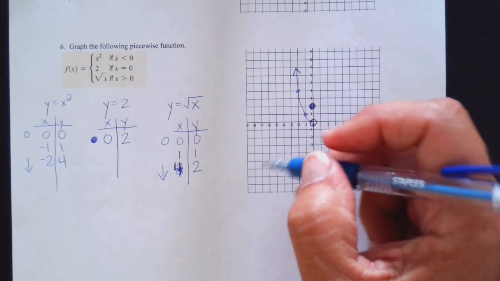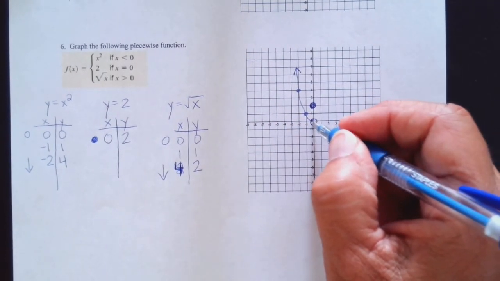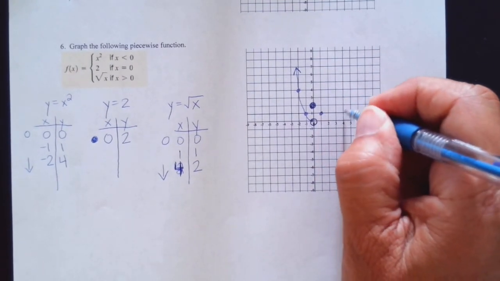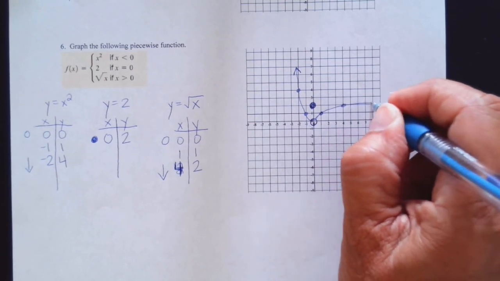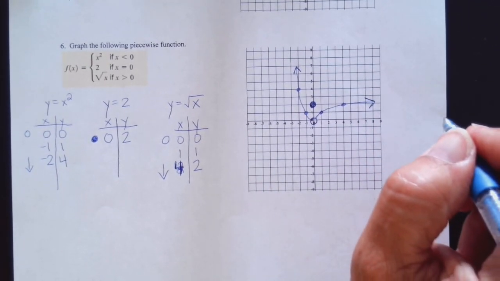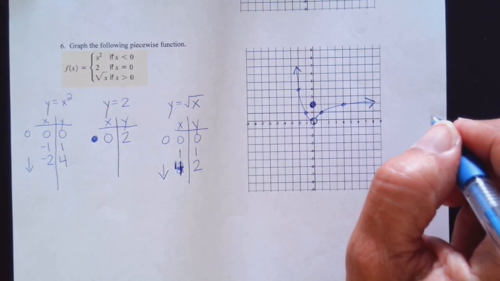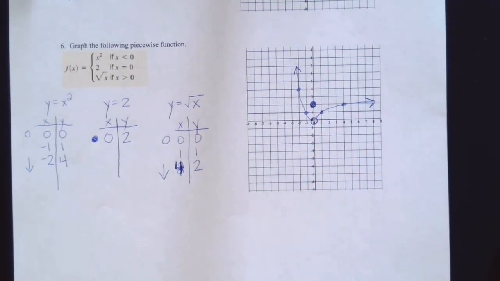So now look at what happens. I'm not plotting 0, 0, but it's still right here. So there's my open circle. And then I've got 1, 1, and 4, 2. And remember the shape of a square root function goes like that. Okay, so there's your piecewise function. No matter how many you have, that's how you can graph them, and it works out pretty nicely if you just follow those steps in order to graph.